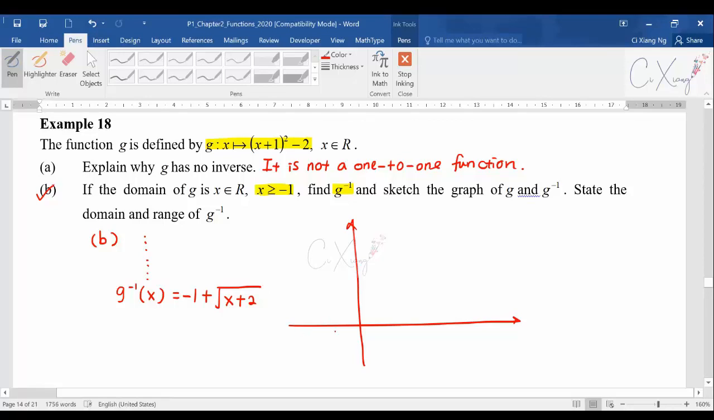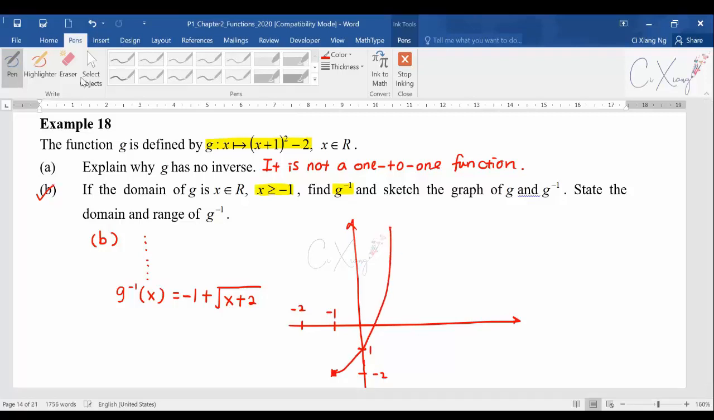Okay, so for the graph, I have -1 and -2. My first point is (-1, -2), and then the curve will go through -1 here, like this. For this graph, you can try to find the y-intercept first, to help you better in sketching your graph later. Okay, so this is my g(x).